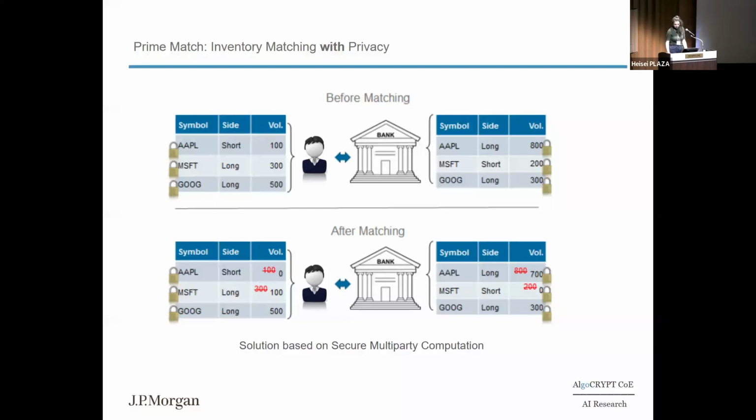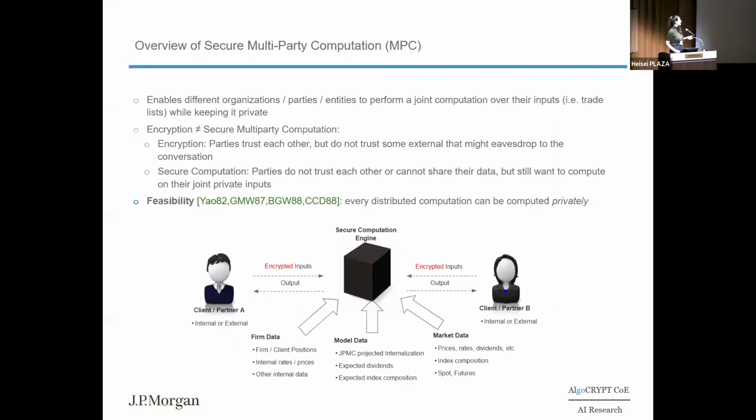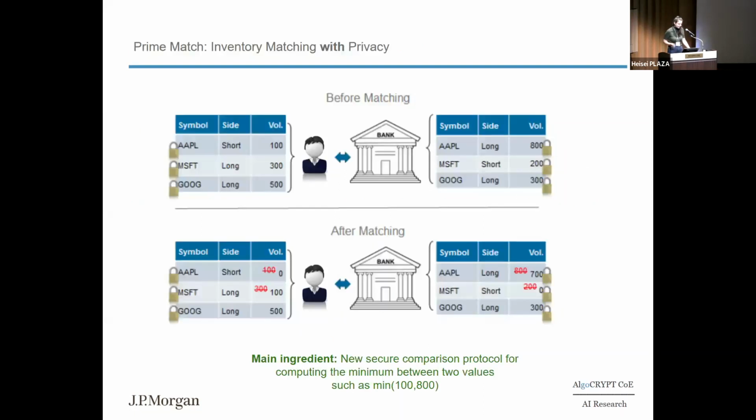And how are we going to achieve that solution? We're going to use secure multi-party computation. I'm sure that many of you are familiar with it, so I'm not going to stay on this slide. Just to say that secure multi-party computation allows us to compute on private data without revealing any information about the private data apart from the output. And this is what we're going to use here. The main ingredient that we need to compute in a private way is basically secure comparison.